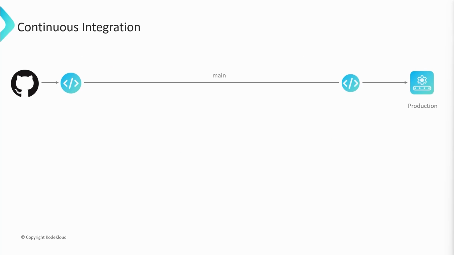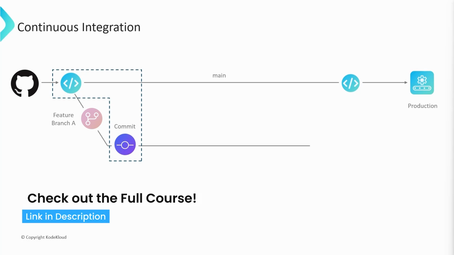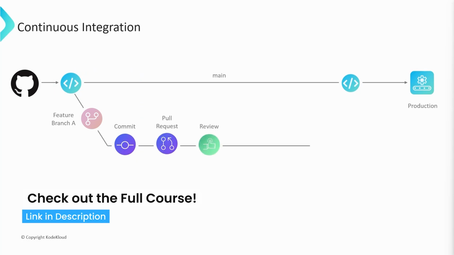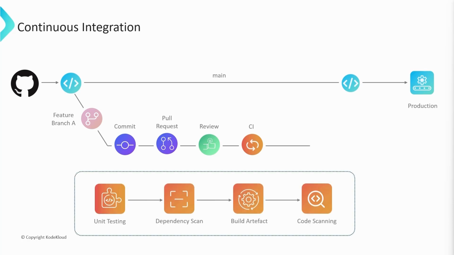So let's try to understand more about continuous integration. Let's imagine a scenario where developer one creates a feature branch and makes some modifications. Once the modifications are done, they commit the code to the branch and a pull request is generated to merge these changes into the main branch. Before the merge, a team member reviews the code and an automated CI pipeline is triggered. The CI pipeline proceeds through several stages, which include unit testing, dependency scanning, artifact building, and vulnerability code scans.